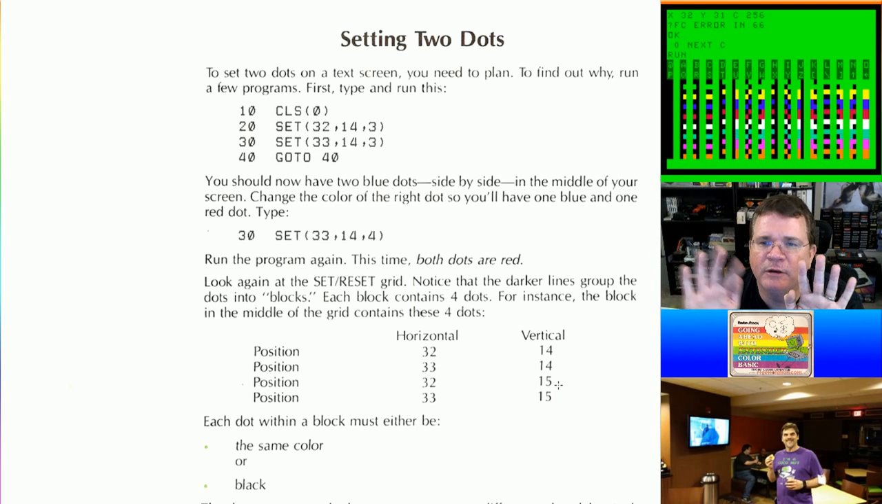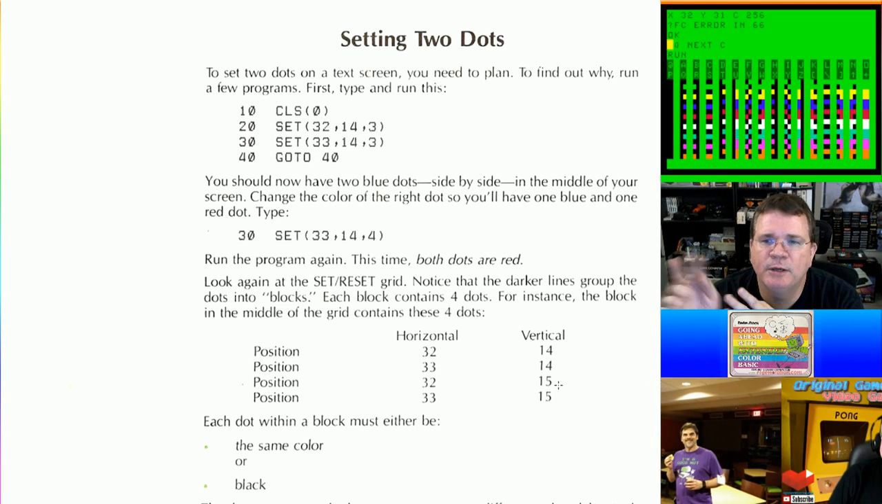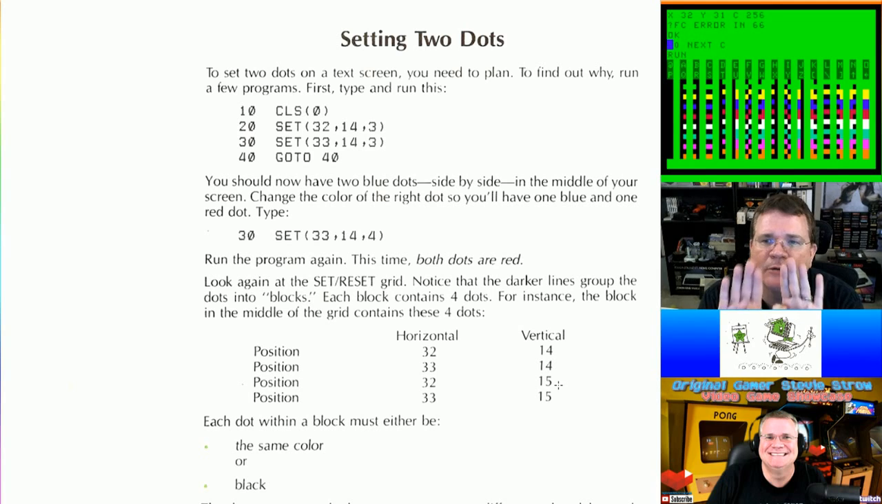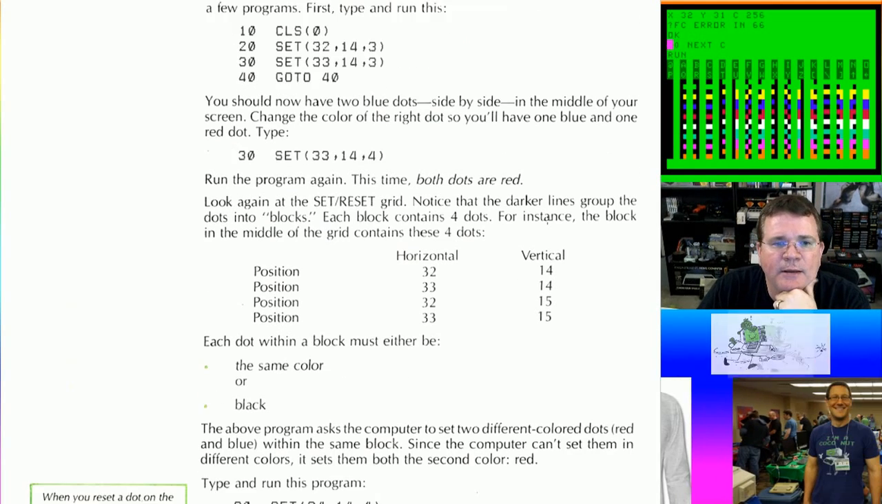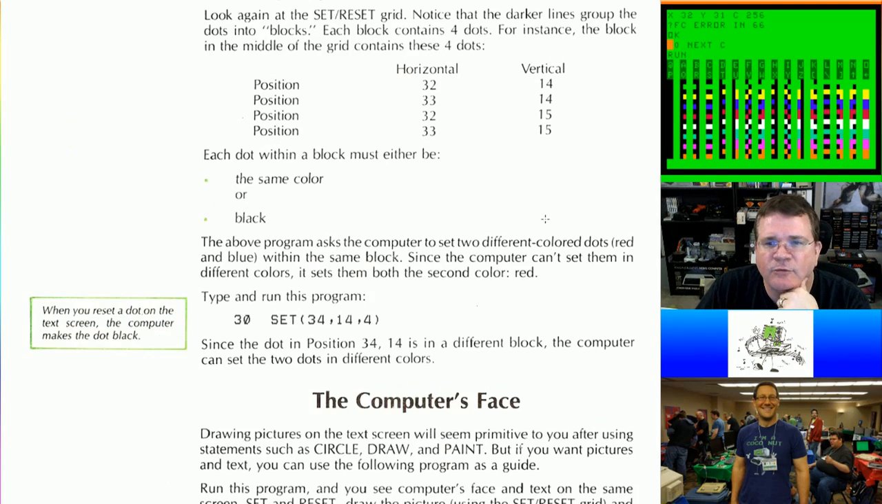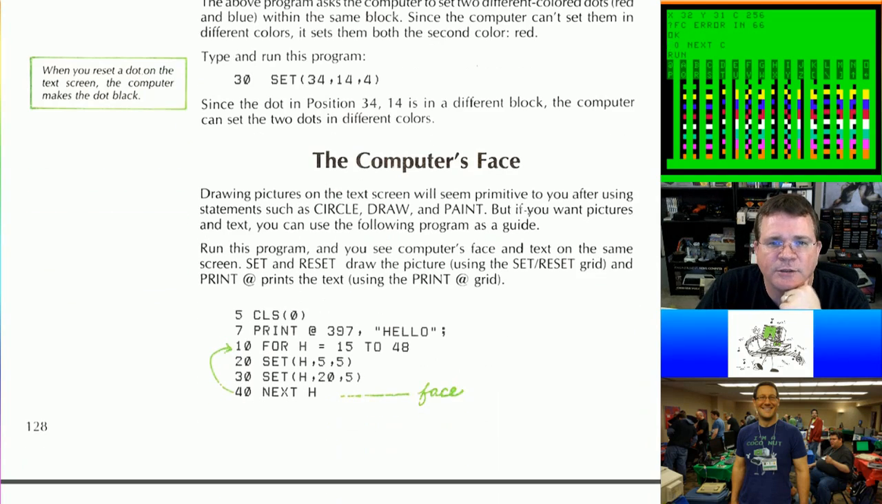So every even number is a new boundary where you can have colors side by side, but the odd numbers next to those even numbers cannot be a different color. Cannot match those both horizontally and vertically. So that's what that demo was trying to show us.